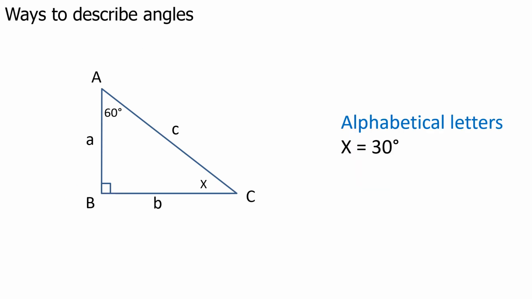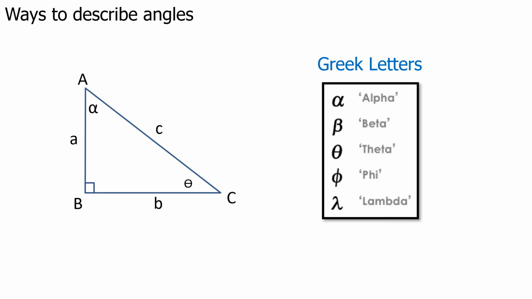Here's another example. We have a 60-degree angle, which is directly referenced, or we can have an angle specified as an alphabetical letter, in this case x equals 30. It is not uncommon to see letters of the Greek alphabet used to describe angles also.